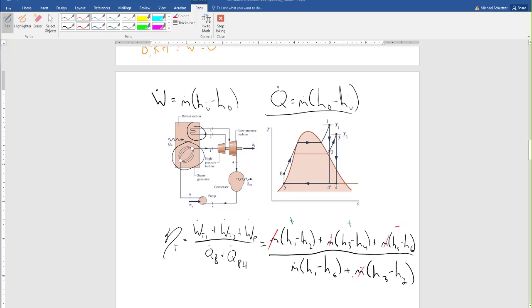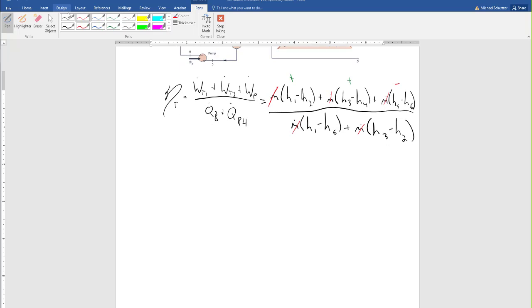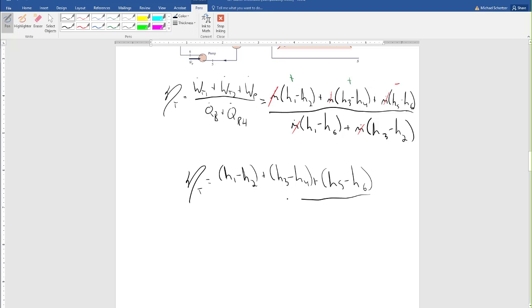Now, because all these mass flow rates are the same, I can factor mass flow rate out of the numerator and the denominator. So the fact that I don't know it is okay. Now I can say that this thermal efficiency is going to be, I like to keep the brackets, but you don't need them, h1 minus h2 plus h3 minus h4 plus h5 minus h6 divided by, oh, wow.